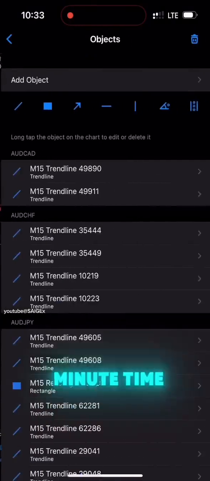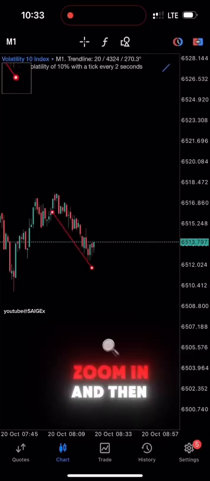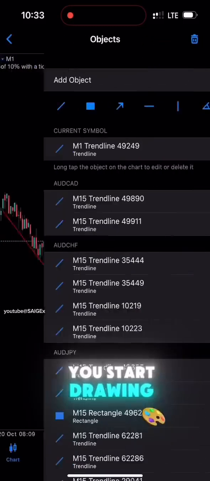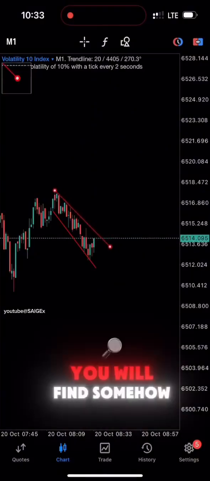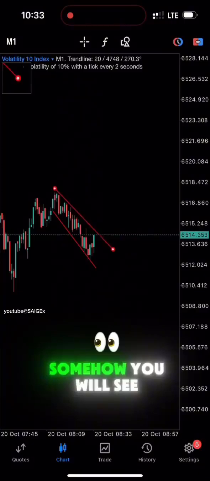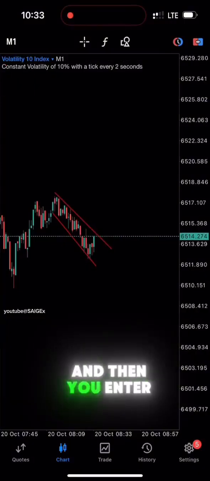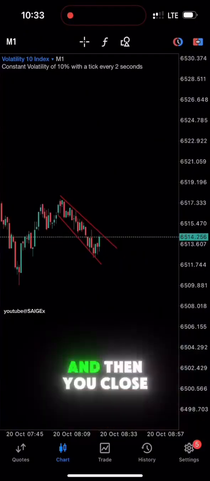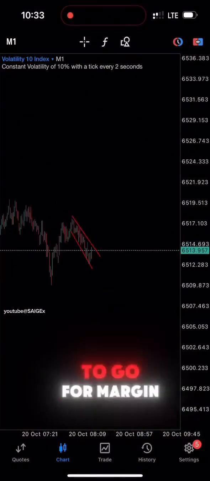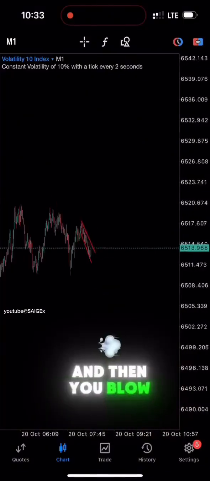So you go to your 1 minute time frame and then you zoom in and then you start drawing stupid trend line like this. And then after that you will find somehow you will see a buy, and then you enter a buy, and then some seconds it will go in profit of like 5 cents, and then you close, and then you decide to go full margin on it, and then you blow your account.